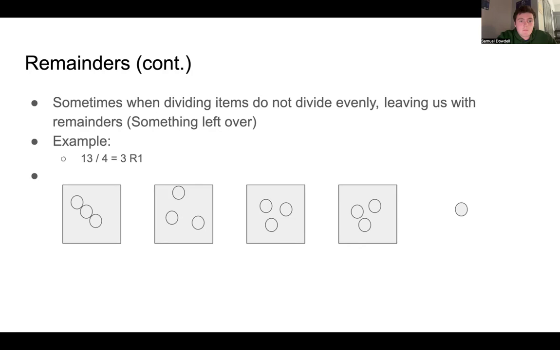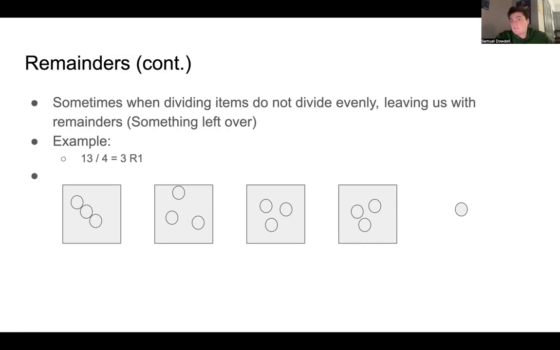So again, a remainder is something left over. Sometimes when we're dividing items, they do not divide evenly, leaving us with remainders. The first example is 13 divided by 4. 13 divided by 4 is equal to 3.